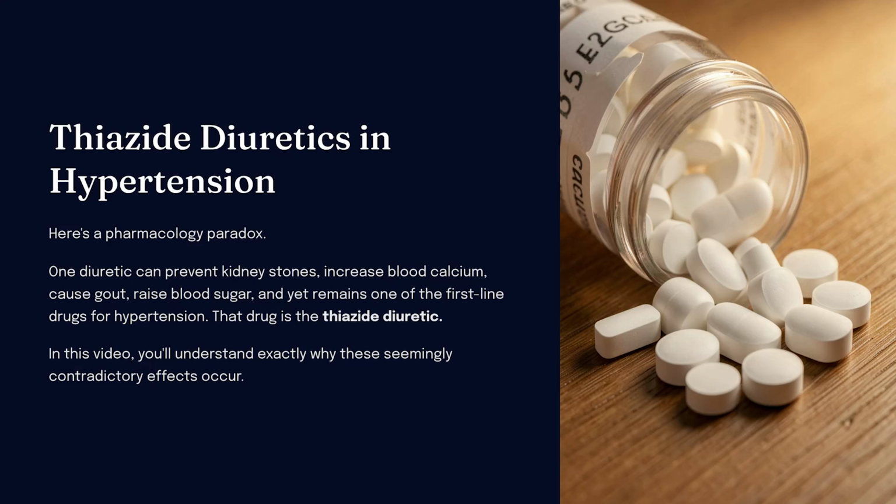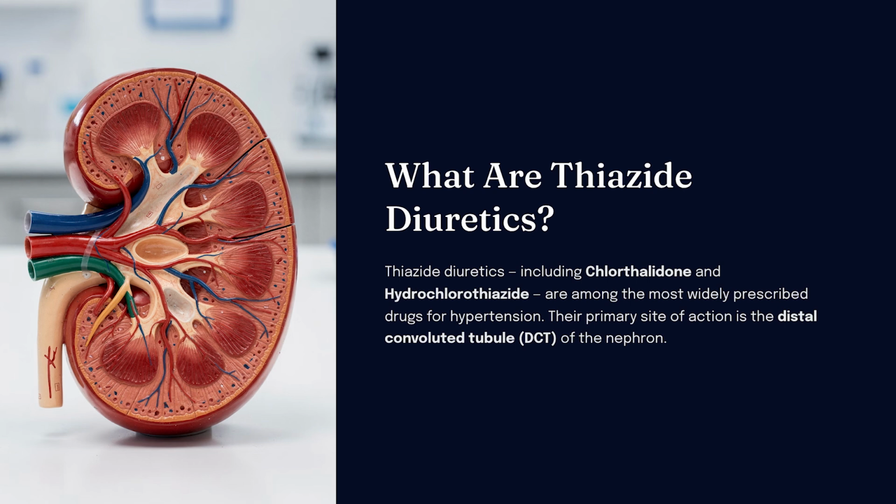Thiazide diuretics in hypertension. Here's a pharmacology paradox. One diuretic can prevent kidney stones, increase blood calcium, cause gout, raise blood sugar, and yet remains one of the first-line drugs for hypertension. That drug is the thiazide diuretic. In this video, you'll understand exactly why these seemingly contradictory effects occur.